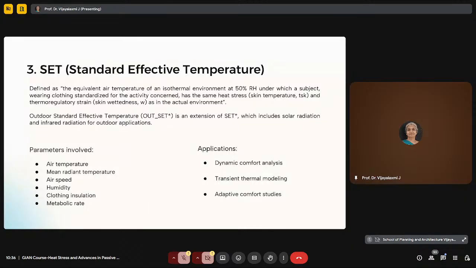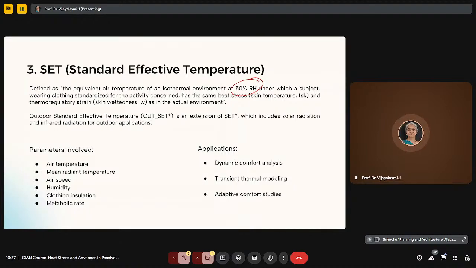Then we have the standard effective temperature, which is defined as the equivalent air temperature of an isothermal environment at 50% relative humidity, under which a subject wearing clothing standardized for the activity concerned has the same heat stress. That is, his skin temperature and thermal regulatory strain, how sweaty he feels or how warm he feels, are the same as in the actual environment. So the analogy is relative humidity versus absolute humidity.